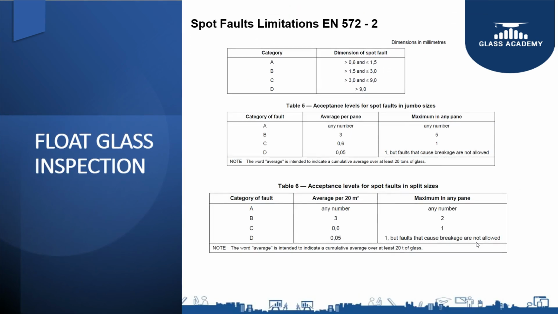So in spot faults, we have categorized four categories. It depends upon the size of the defect. Class A defects are about 0.6 to 1.5 mm. B will be 1.5 to 3, C will be 3 to 9, and D will be above 9. So the glasses that we are producing in line will be almost below B. That is what we call the acceptance criteria for manufacturing of soda lime silicate glasses.